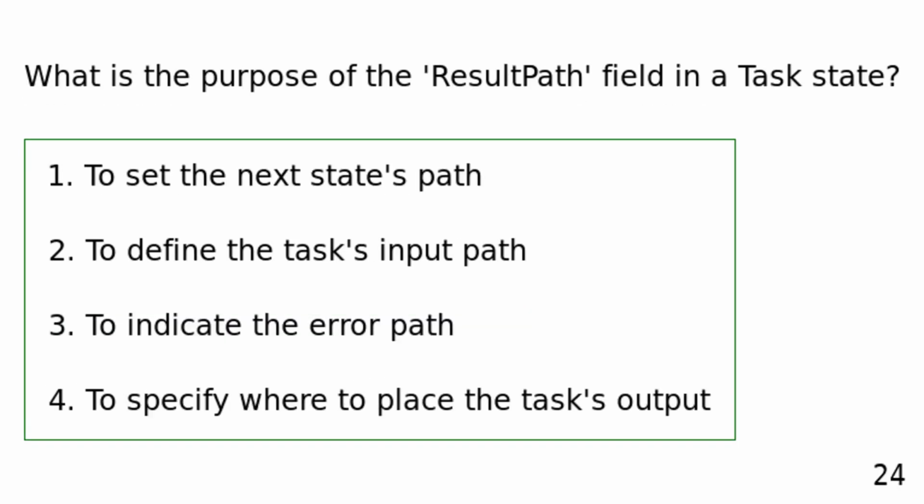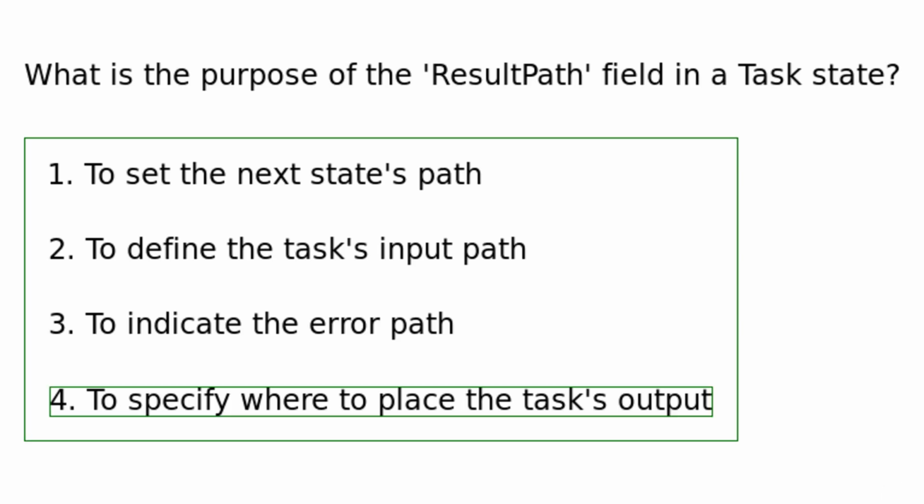What is the purpose of the ResultPath field in a task state? To set the next state's path. To define the task's input path. To indicate the error path. To specify where to place the task's output. The ResultPath field in a task state of AWS Step Functions specifies where to place the task's output in the state's input, allowing you to preserve or overwrite the original input.